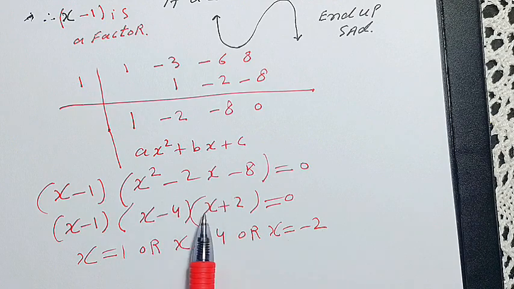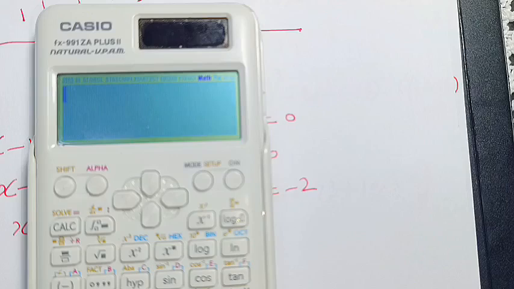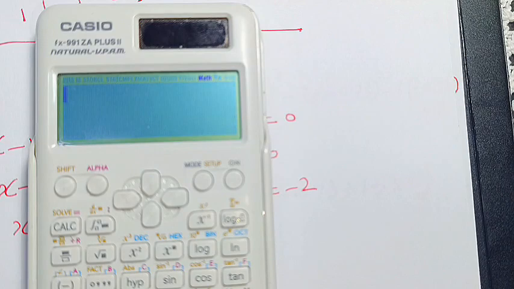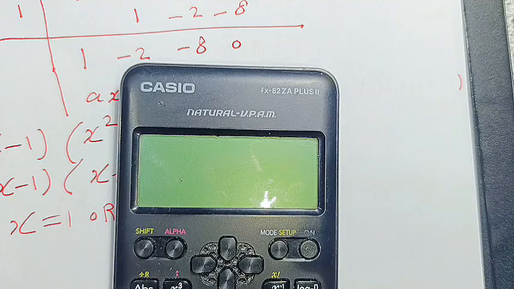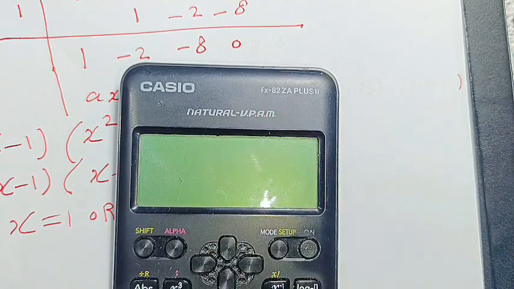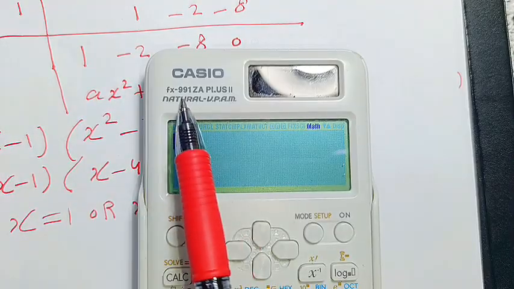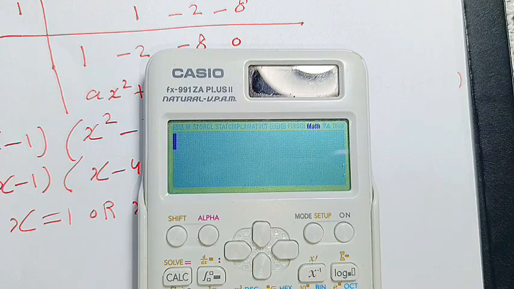I factorized here. We can factorize this one. If you can't factorize, then you must use the quadratic formula. You can also use the calculator to factorize the cubic equation. Must remember, this is the old calculator, the Casio FX82, and you cannot factorize with this calculator. With the FX99 you can factorize. So this is a new calculator, and it's quite easy to factorize the cubic function here.